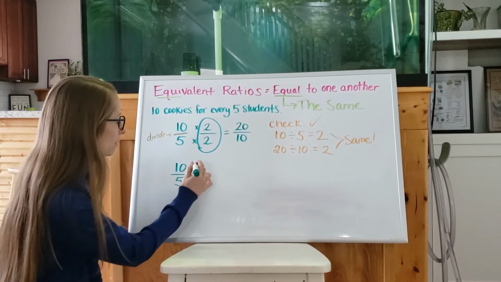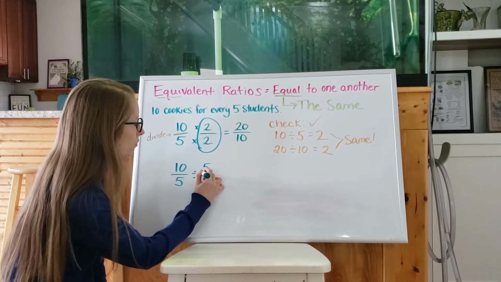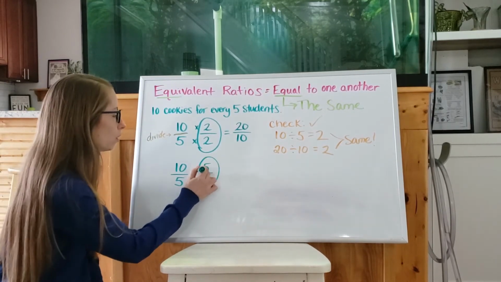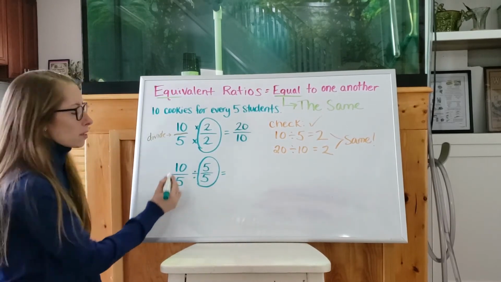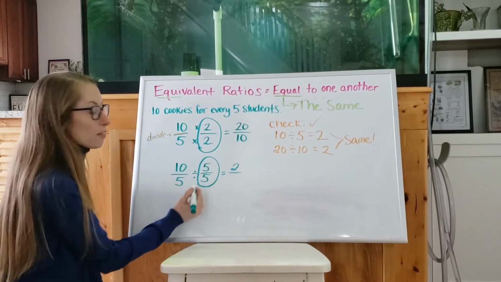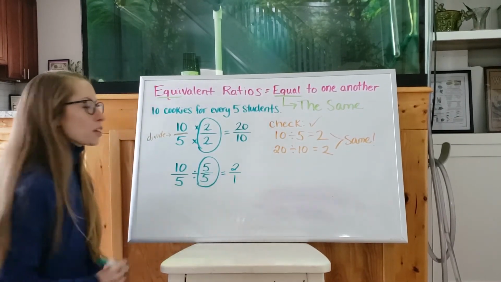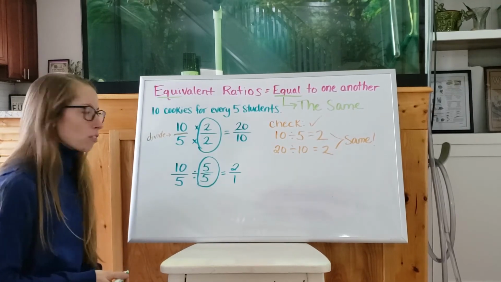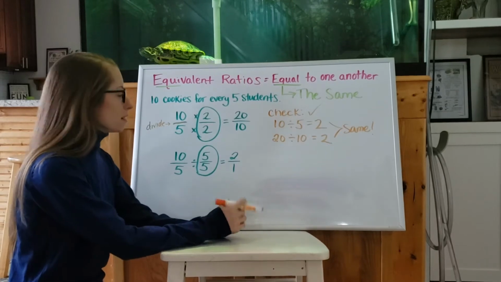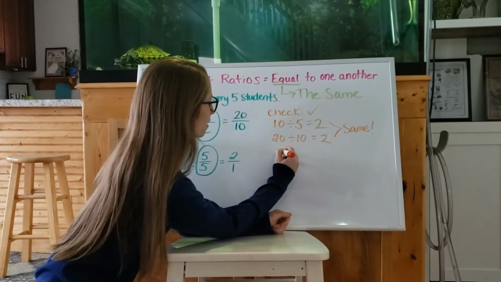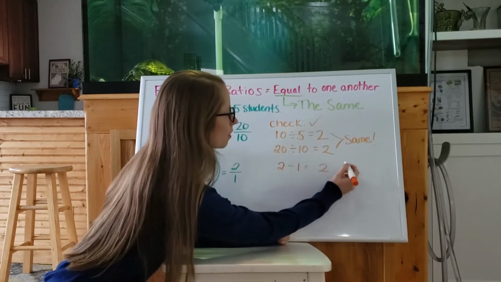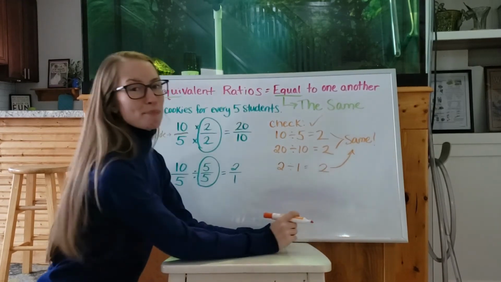I know that I can divide 10 by 5 and I can also divide 5 by 5. We're still dividing by one whole, and this time 10 divided by 5 gives me 2, and 5 divided by 5 gives me 1. So 2 to 1 is an equivalent ratio to 10 to 5. And since it never hurts to check your answer, let's check our answer. 2 divided by 1 equals 2. Once again, it's the same.